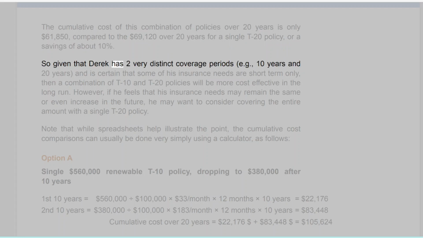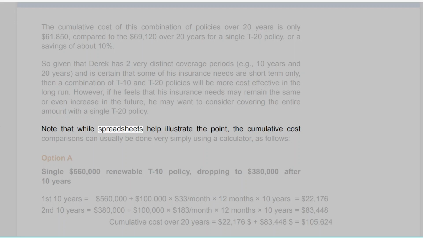So given that Derek has two very distinct coverage periods, for example 10 years and 20 years, and is certain that some of his insurance needs are short-term only, then a combination of T10 and T20 policies will be more cost-effective in the long run. However, if he feels that his insurance needs may remain the same or even increase in the future, he may want to consider covering the entire amount with a single T20 policy.